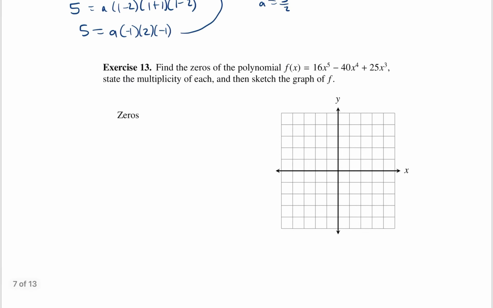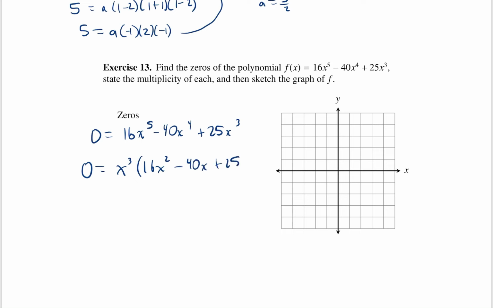All right, the next example says, find the zeros of the polynomial, state the multiplicity of each, and then sketch the graph. So to find the zeros, that means we set the function equal to 0, and then factor it. So we can factor this by taking out the GCF. The GCF is x to the third. That'll leave us with 16x squared minus 40x plus 25.